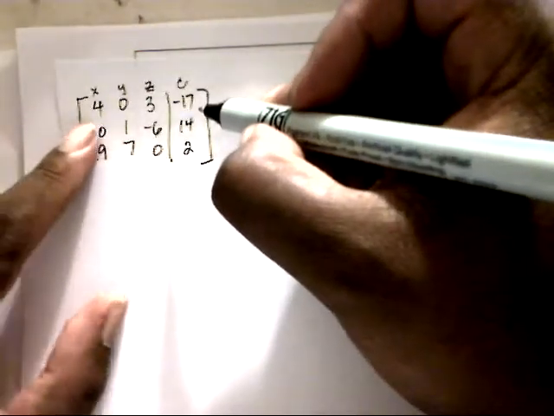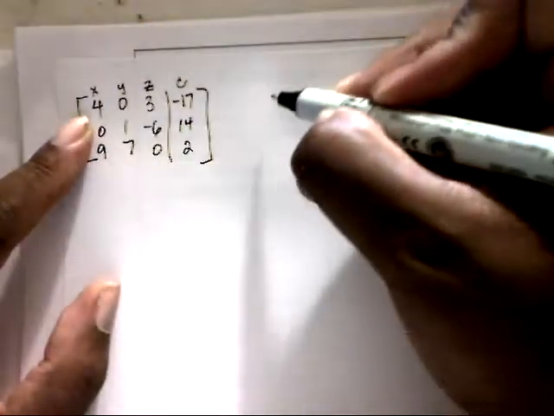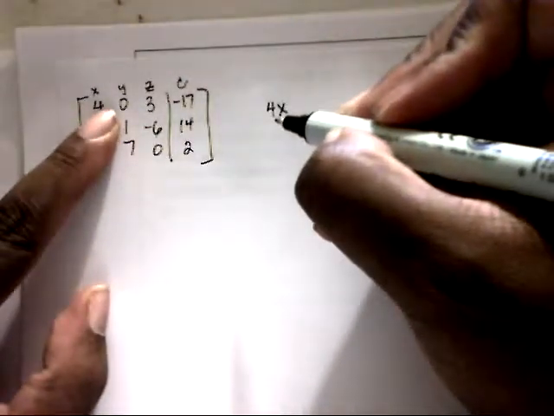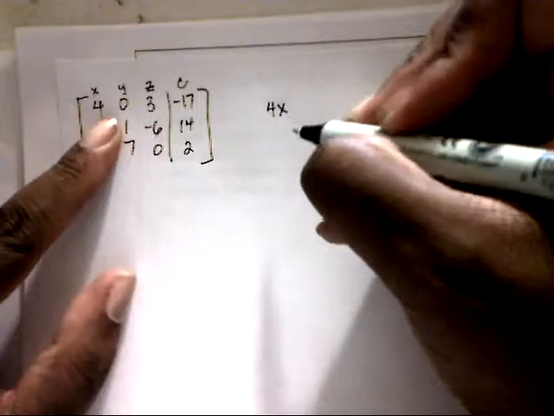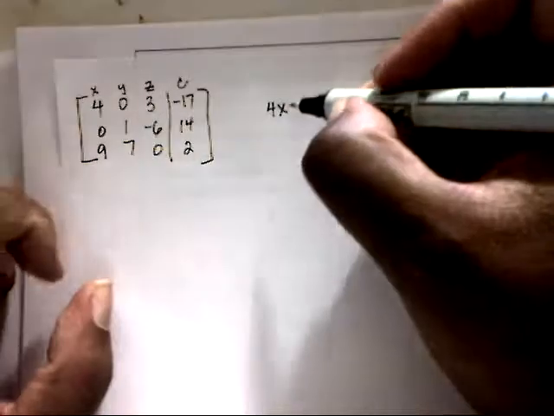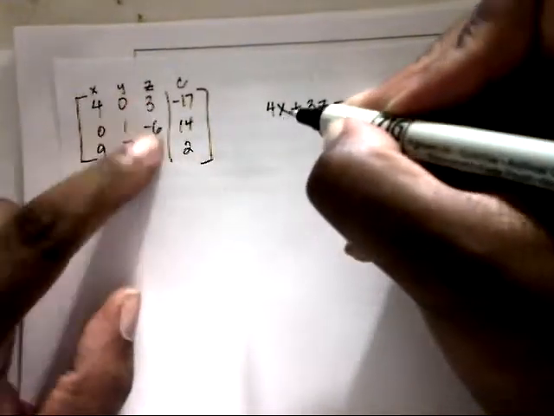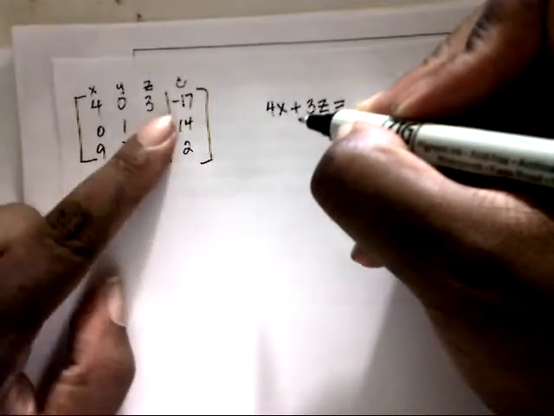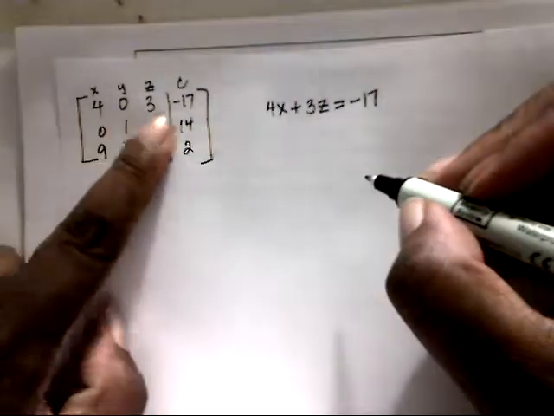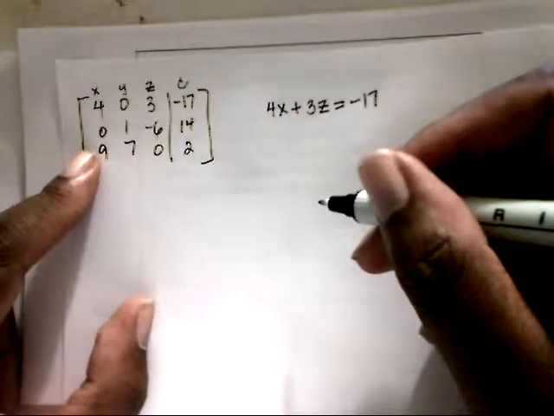Okay? So for this first row, 4, 0, 3, negative 17, that 4 represents the coefficient of x. So that would be 4x. The 0 is the coefficient of y, so we don't have to write down 0y. But for this 3, that represents your coefficient of z, so it'll be 4x plus 3z. Then that vertical bar is your equal sign, and then your constant, negative 17. That's your first equation from this first row. 4x plus 3z is equal to negative 17.